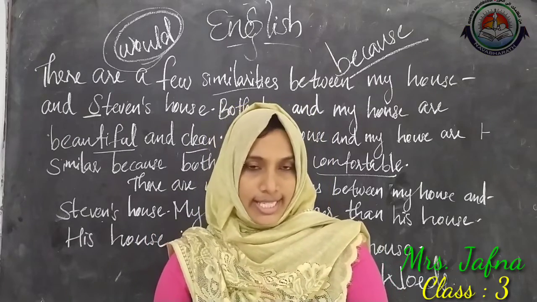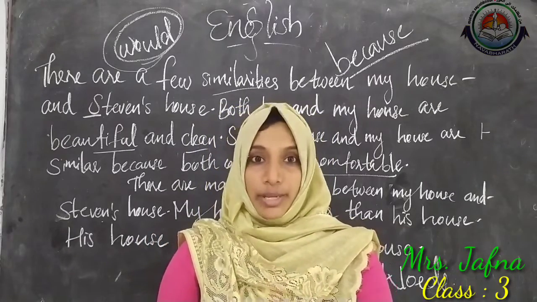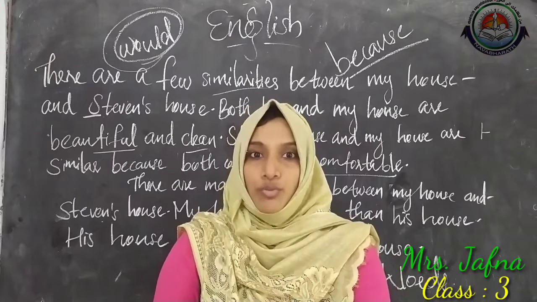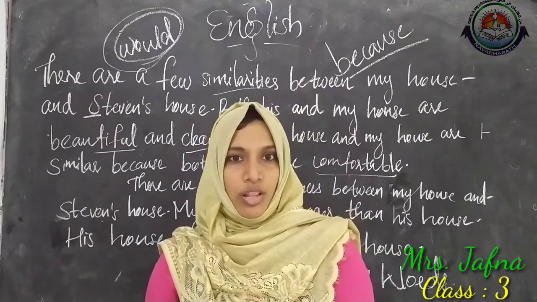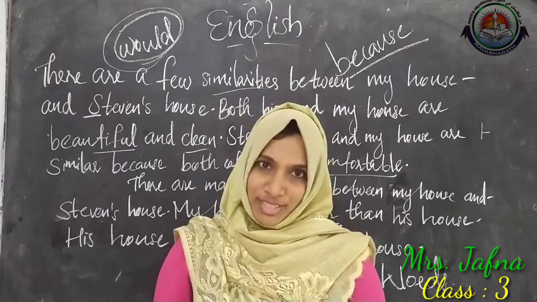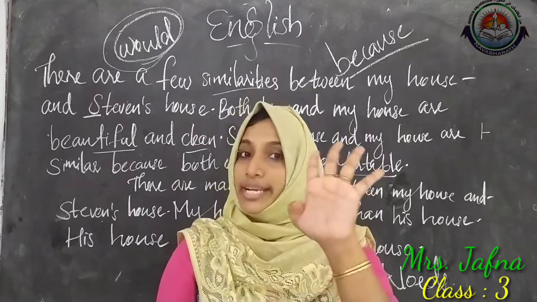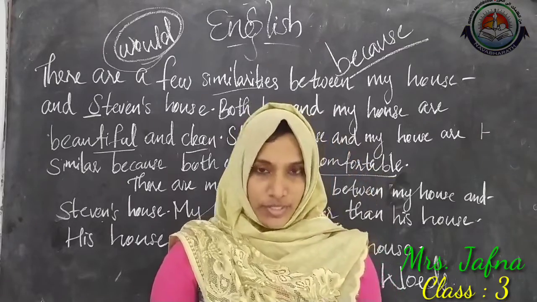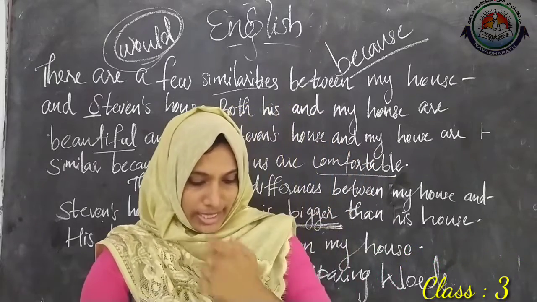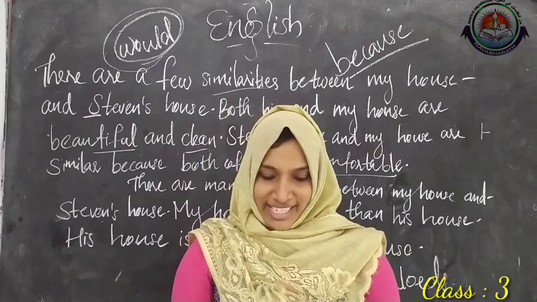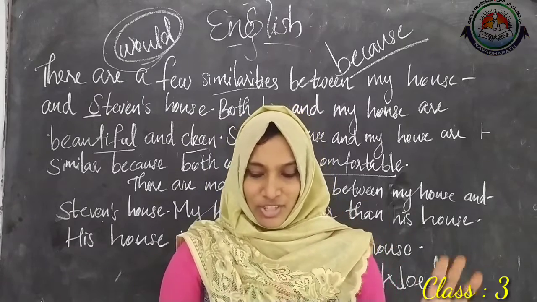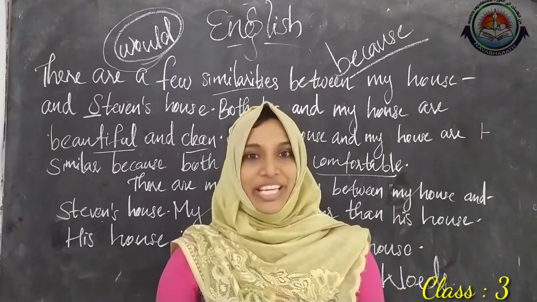Yes, we already did this. We have described Stephen's house, how it looks. Yes, small, nice, beautiful, clean, cheap. Likewise, you have to write 4 adjectives, 4 describing words. Then 4, draw a Venn diagram and compare Stephen's toys with the toys that you play with.